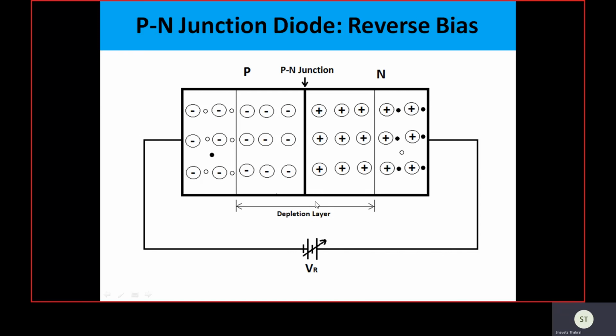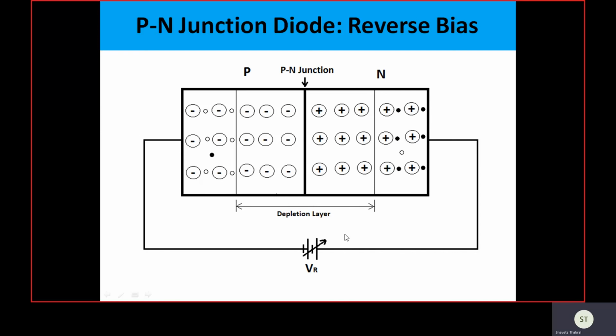So as the width of the depletion layer gets enhanced, it opposes the flow of charge carriers and therefore the flow of current. So in the case of reverse biasing, there is no current due to majority charge carriers, but still a small amount of current is there, and that is due to only minority charge carriers. And as minority charge carriers are limited, the current due to them is also limited.